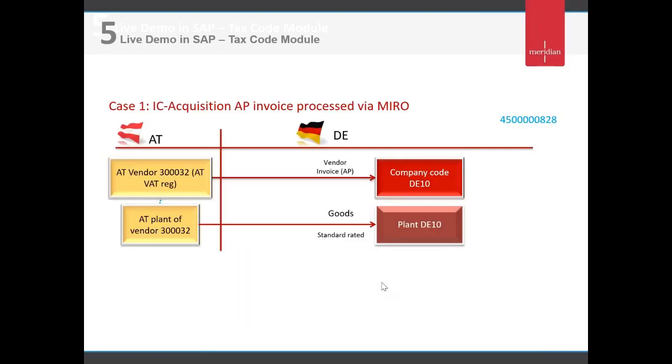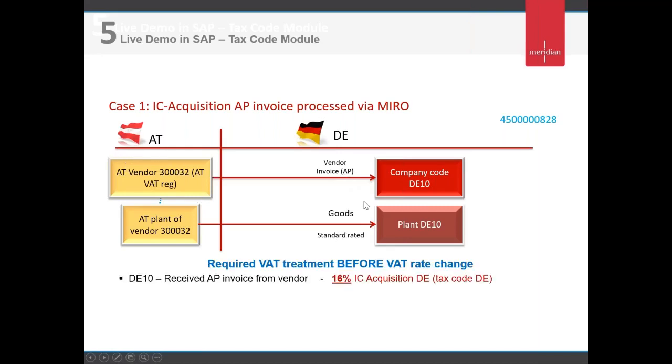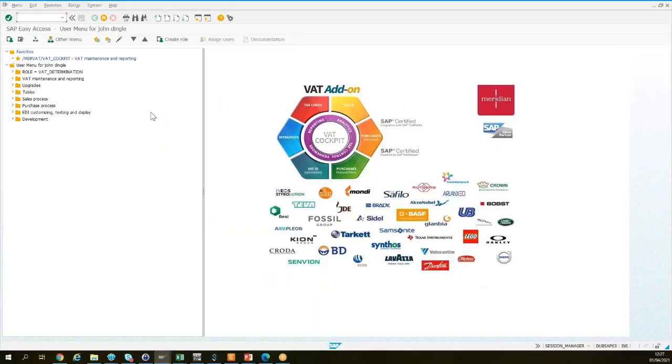To show you how that looks in the system, if we take this AP scenario where we have a German company code buying standard rated goods from an Austrian vendor, what we're expecting to see is 16% acquisition taxes in Germany. Because let's say, for example, this invoice was received pre-2020 when the VAT rate was 16%. I'll show you how that looks now in the system. The tax code that we're expecting to use is tax code DE.